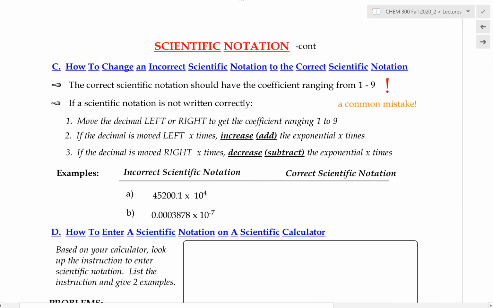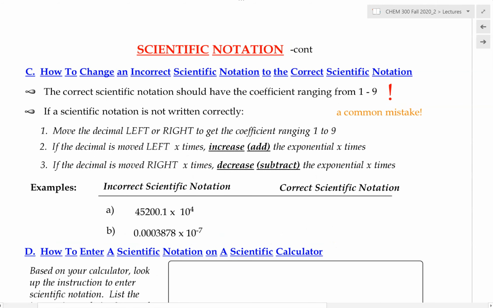And next, we also need to be able to correct a scientific notation when it is not written correctly. Because this is actually a very common mistake, I'm including this section right here to teach students how to identify the problems in some scientific notation and make sure we know how to correct them. And so notice the following. In a scientific notation, the coefficient part has to range from 1 to 9. And this is a very common mistake right here, in which I have seen scientific notation where the coefficient is 10 or greater. And that is a very common mistake.